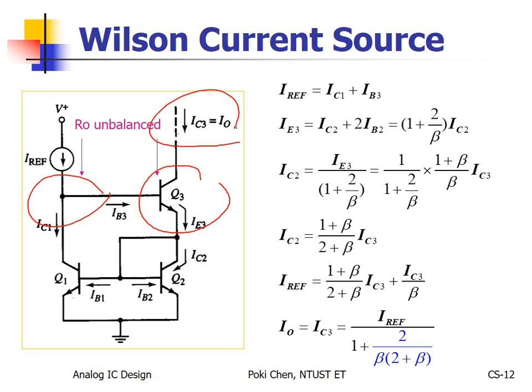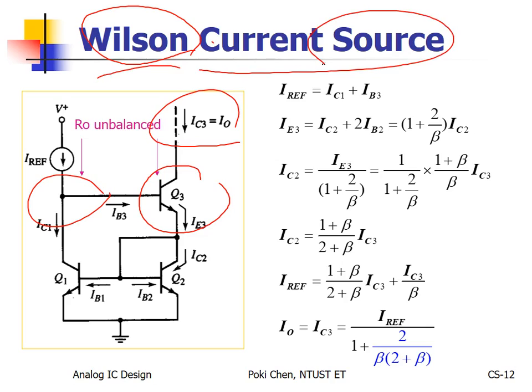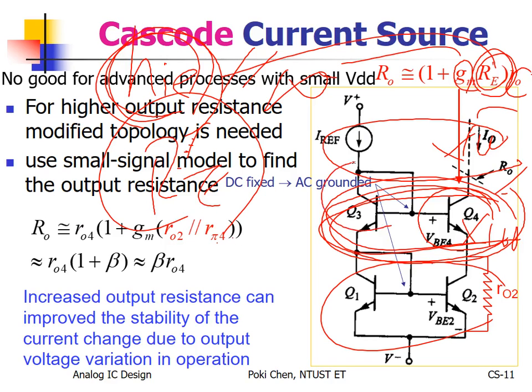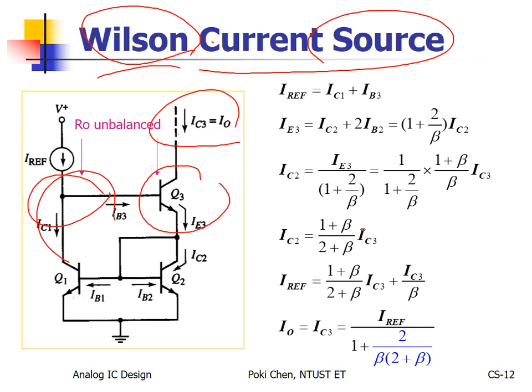You can do any kind of calculation. And again, this is already learned by yourself from microelectronics. The Wilson current source already existed. So that's it. But what will go wrong if you drop this transistor? Allow me to show you.